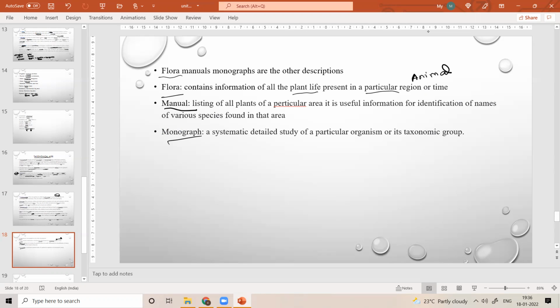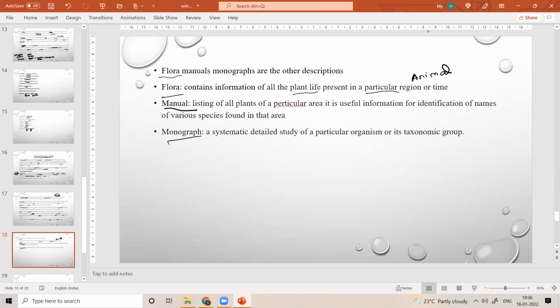So if we make a list of the plants present one by one, we note down all the scientific names of all plants present in one particular area, and that is called a manual. It is useful information for identification of names of various species found in that area. So it is helpful to identify these things.